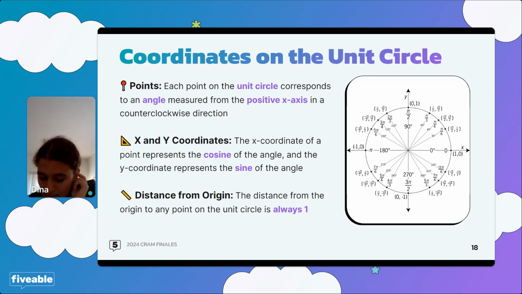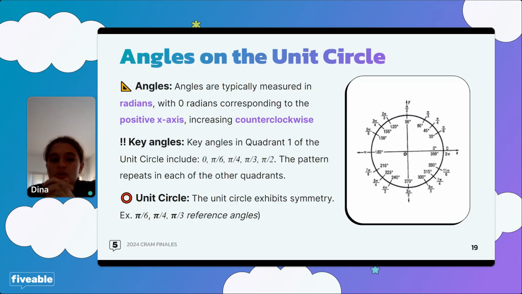On the next slide, we can see that the angles on the unit circle are typically measured in radians, and they're included on that positive x-axis. Now, some key angles to remember are 0, pi over 6, which is 30 degrees, pi over 4, which is 45 degrees, pi over 3, which is 60 degrees, and pi over 2, which is 90 degrees. I think it's important to familiarize yourself with the correspondence between the radian and the angle measurement in degrees, if you are used to degrees. But for your AP test, it's important to know it in radians.